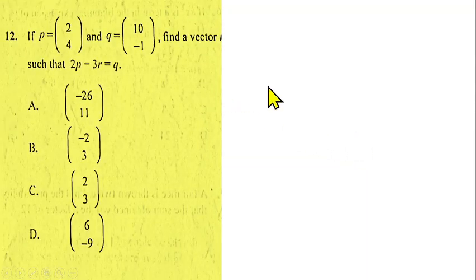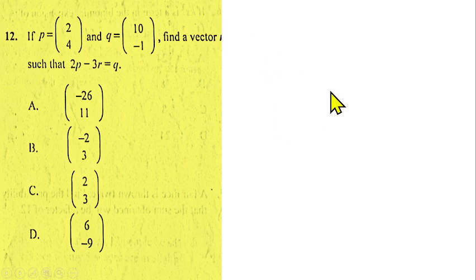Question number 12 is from matrices. Sorry, it's not from matrices, it's from vectors. You are given that P is a column vector which has elements 2, 4, and Q is also a column vector, and we have to find a vector R such that 2P minus 3R equals to Q. So you are given the column vectors for P and Q to find that of R from the equation given to us. So from this equation you have to find the vector R.